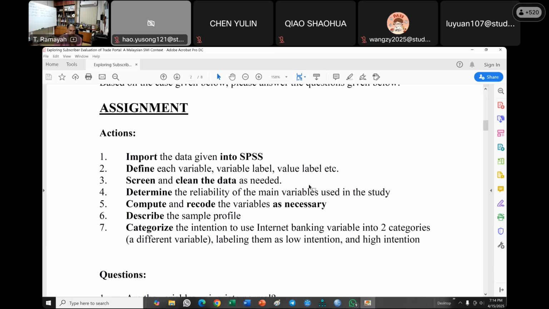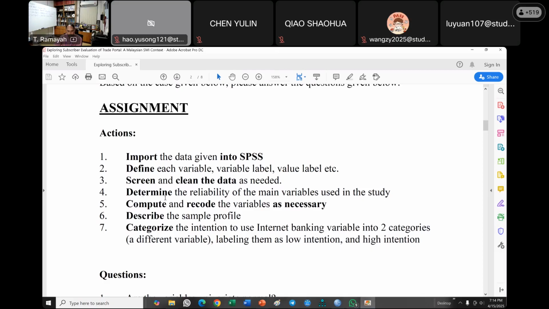So this first part here is preparing the data, screening the data, cleaning the data. Last week I've already discussed most of the things that you need to do. We already discussed how to import the data into SPSS from Excel, and how to define each variable. This is only for nominal or categorical variables like gender, marital status. And I showed you how to do screening and cleaning the data.